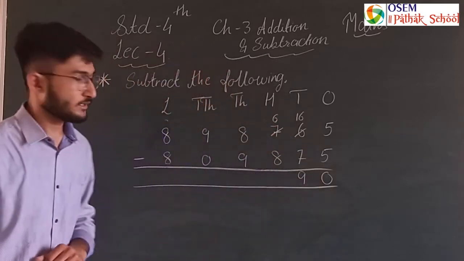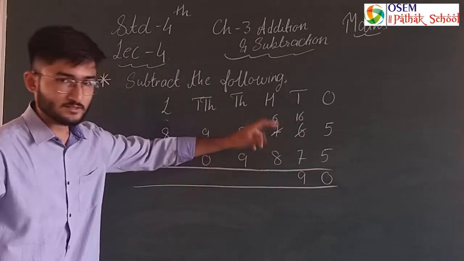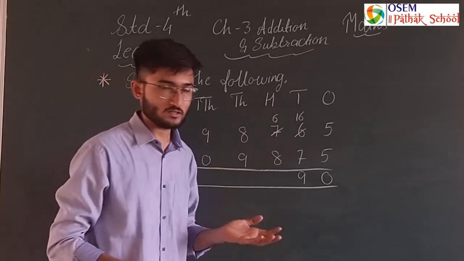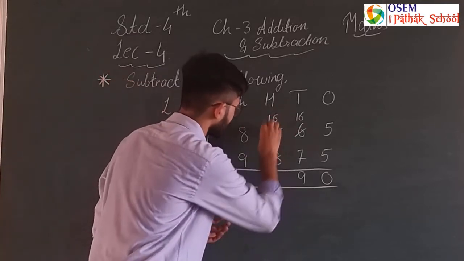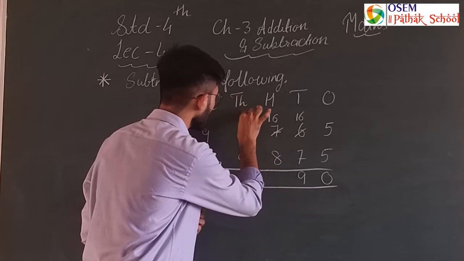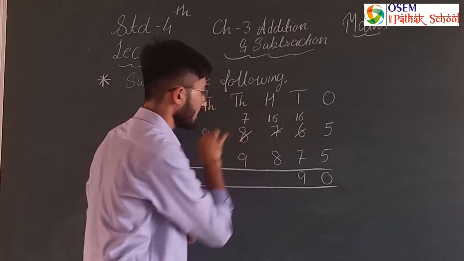Now moving forward, 6 and 8. 6 minus 8 is again not possible. So this 6 will become 16 and 1 we will borrow from here. So this 8 will become 7.